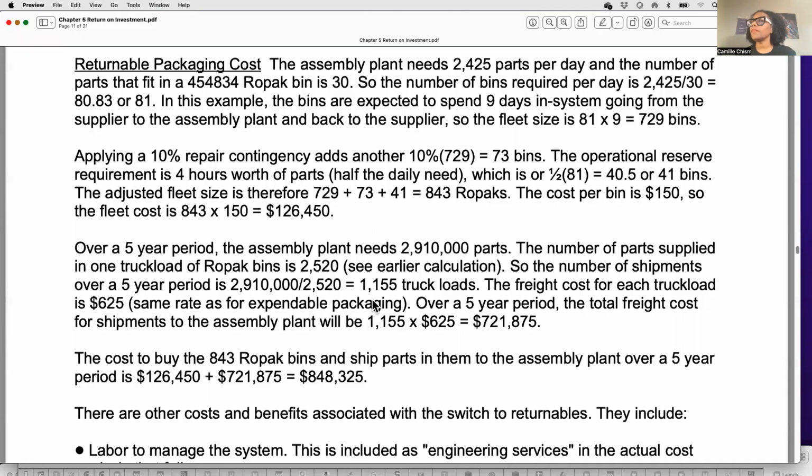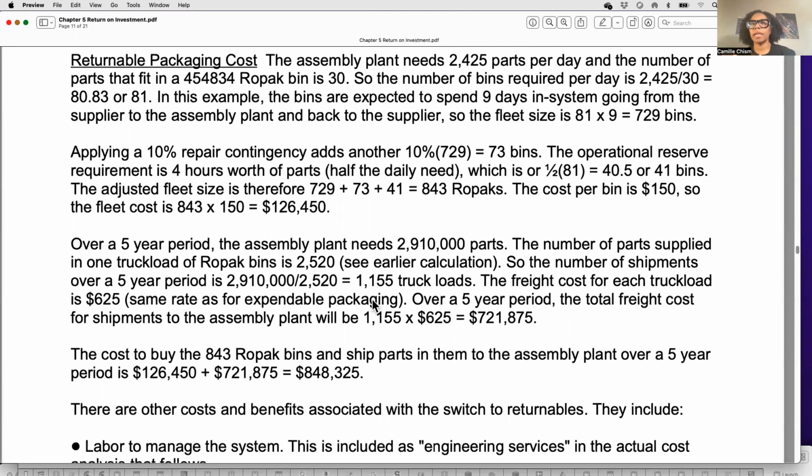Okay, so we can use some of the same numbers as far as usage of how many parts there are. We'll go through here. We know that the assembly plant is using 2,425 parts per day, which we're going to try to do apples to apples. We want to have the same usage per day and compare for the same number of parts, how many packs are we going to need, how much those packs are going to cost, and how often will we use them. Okay, so we knew how many parts went into the expendable pack.